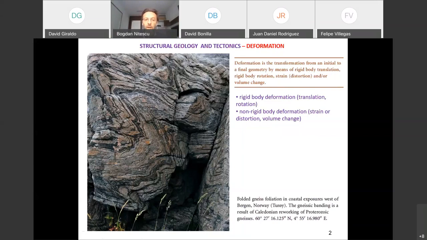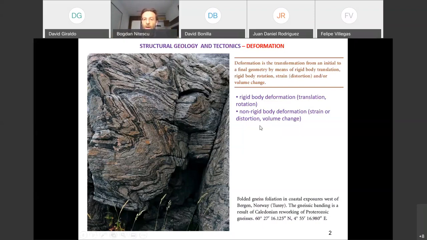So when you look at this rock, it seems as if the rock flowed somehow, but obviously it was deformed. So it suffered deformation. And this is what in structural geology is our aim, to understand how things got deformed. So you can imagine, you see here the definition that we are looking at a transformation. You had an initial geometry and the final geometry. And the question is how this happened.